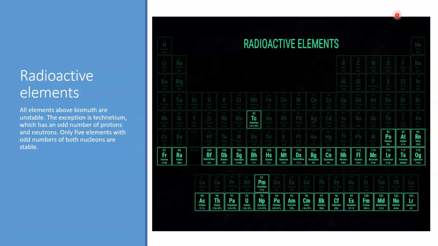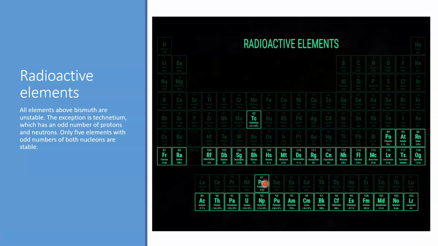So our radioactive elements, everything above bismuth is unstable. So these are all radioactive, and remember these are smaller numbers than polonium. There are some exceptions. We have technetium, and then we also have this one, 61.